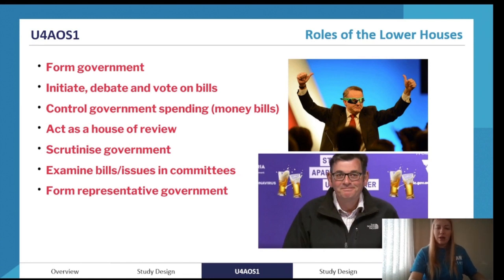So the lower house can scrutinize government, and so can the Senate, and they can examine bills and issues in parliamentary committees. You'll learn about this later on, but we can investigate laws before we pass them, and public approval for those laws, whether the public really wants them or not, and how effective they're likely to be, by the government initiating an investigation, and really a couple of types of investigations into them.